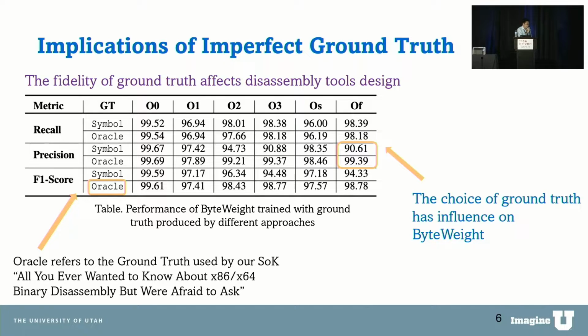So let's begin to answer this question with the result from a case study. This table presents the performance of ByteWeight trained with ground truth produced by 2 different approaches. Symbol refers to the ground truth generated based on symbol information, and Oracle refers to the ground truth used by our SoK paper, All You Ever Wanted to Know About x86 and x64 Binary Disassembly But Were Afraid to Ask. The Oracle is designed based on intercepting the compiling process. As we can see from this table, there are observable differences in precision under the O-F setting when ByteWeight is trained with 2 different approaches. So that leads us to the finding: the fidelity of ground truth affects disassembly tool design.